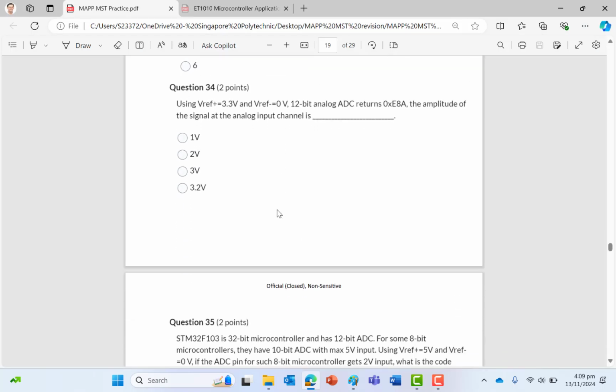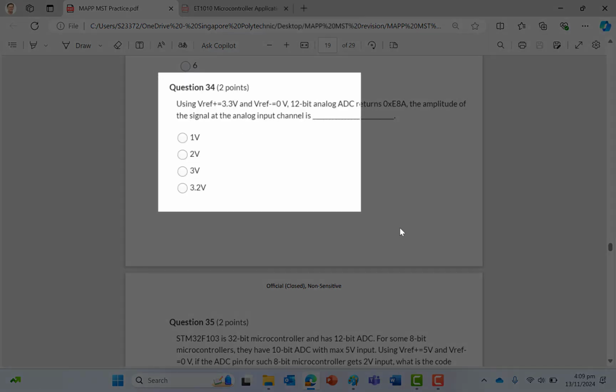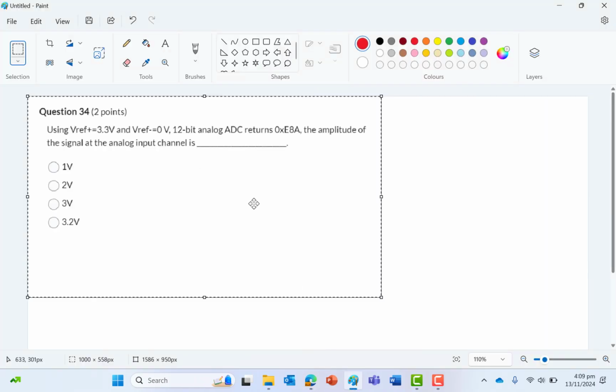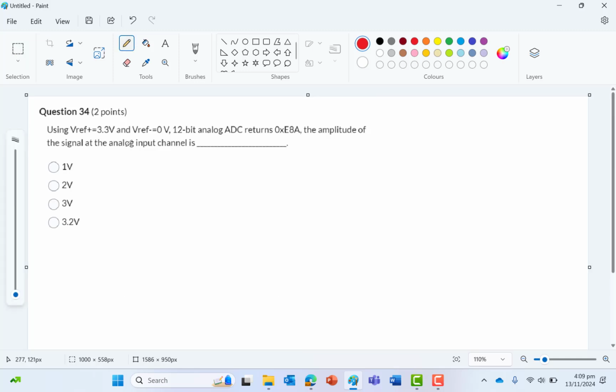Question 34. This one is a 12-bit ADC, 0 to 3.3 volt. It's a reverse of A to D conversion. Let's screenshot this one. Sorry, these questions are all on A to D, so you may find it a bit dry. All same question, but you have to survive the MST no matter what.